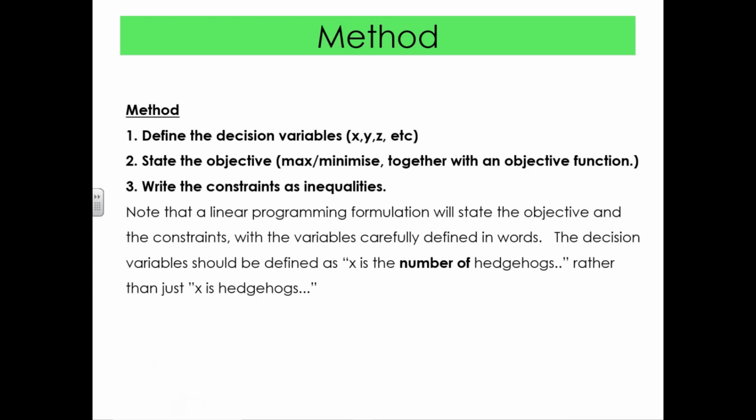First off, you need to define what your variables are. It's easy to just jump straight in and start writing letters and think it's obvious, but there will be marks for defining decision variables. You need to state your objective function. So state whether you're maximizing or minimizing something and state what that equation is. And then take the information from the question and write some inequalities. These are all things that you need to say. And the first two especially are really easy to forget to do because the inequalities are the hardest bit.